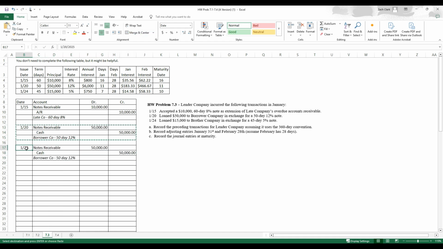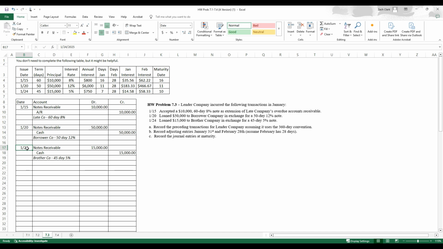And then on the 24th, similar thing. This was 15,000. We could have linked up to the principal. That would have been the same. But this one's going to be Brother Co. This one's 45 day at 5%. So we're just loaning money out all over the place. I guess we're a lender company. We're a bank or something, essentially. And that's kind of the function that we're doing there.